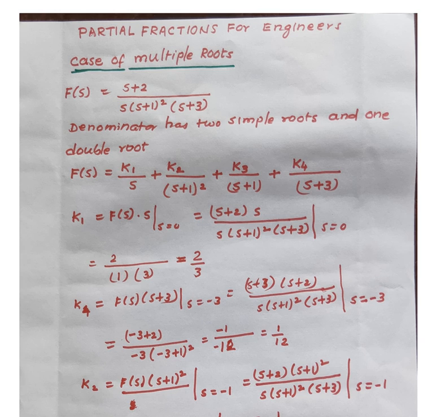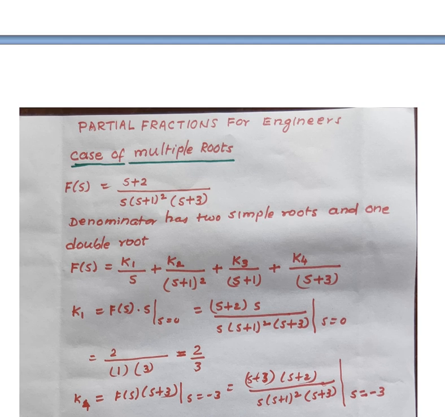Suppose the circuit has a function F(s) equal to (s plus 2) divided by s into (s plus 1) whole square into (s plus 3). If we look at this, the denominator of F(s) has two simple roots and one double root. So now we can write this F(s) in terms of partial fractions like this: k1 by s plus k2 divided by (s plus 1) whole square plus k3 divided by (s plus 1) plus k4 divided by (s plus 3).